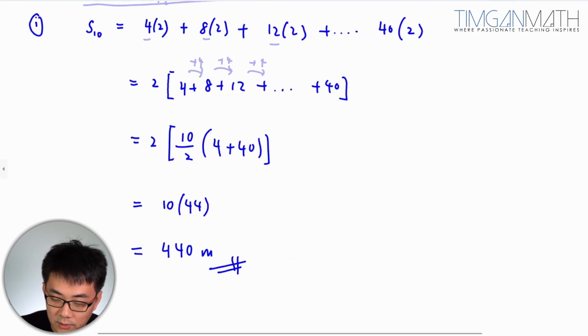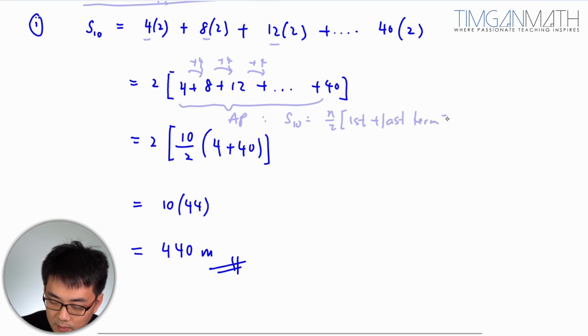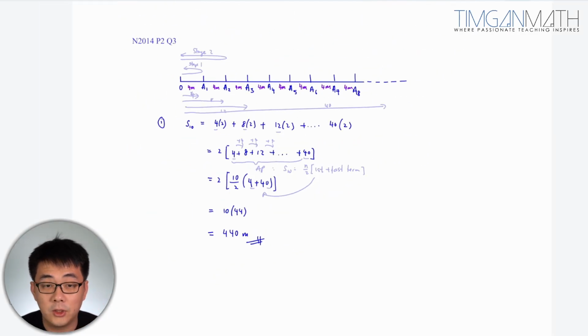Okay, so I'm going to write this down. This is an AP. So S10 will just be n over 2, first term plus last term, the 10th term, which is this formula here.